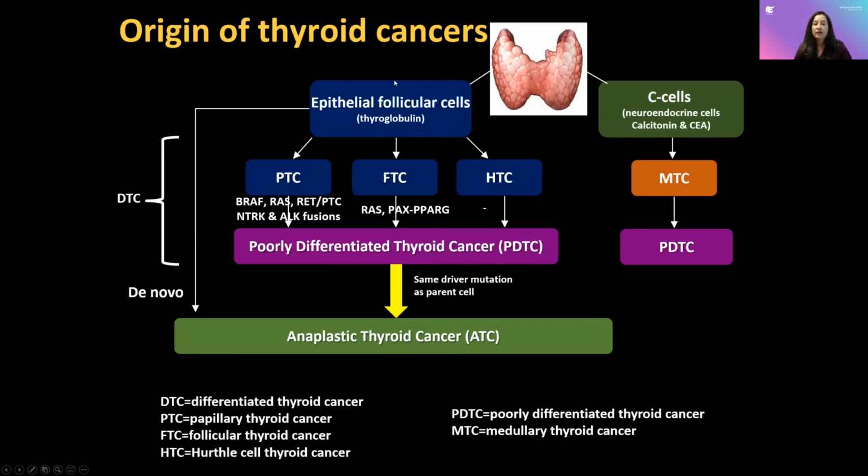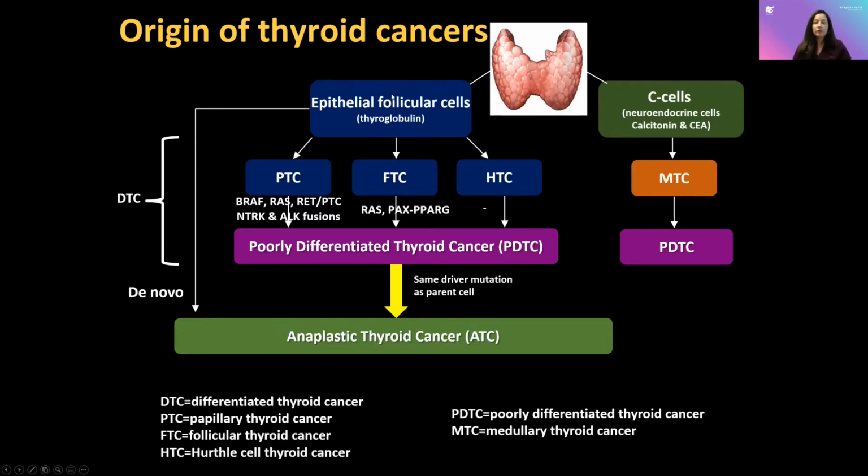Well, it starts out that you have these normal cells in your thyroid gland, right? We call them epithelial follicular cells. They're thyroid cells. They're normal thyroid cells. They make thyroglobulin, which is a protein that we use as a tumor marker in thyroid cancer. And these cells make thyroid hormone.